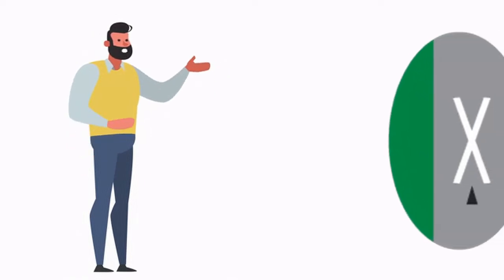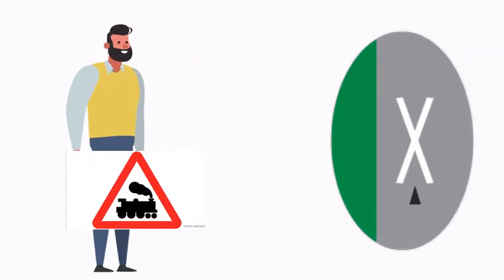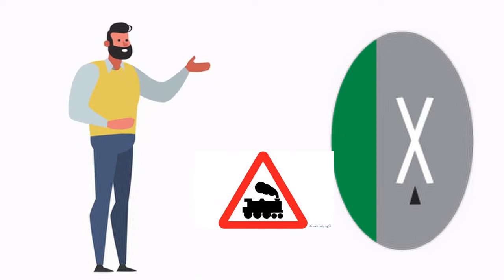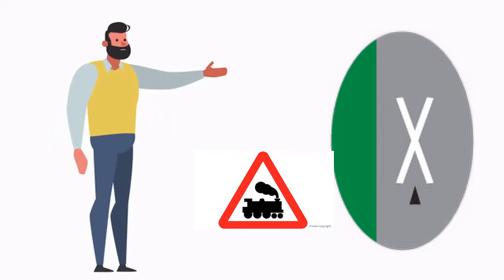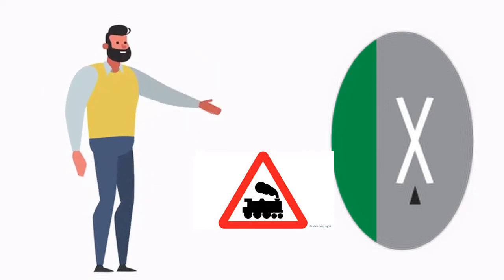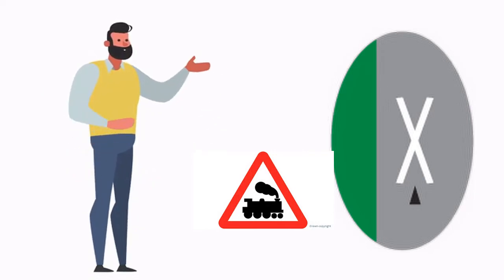This is the railway crossing ahead. You will find it on any road before railway crossings between the warning sign and the railway crossing. The purpose of this is to warn that there is a railway crossing ahead. Slow down and if necessary, stop before the crossing.